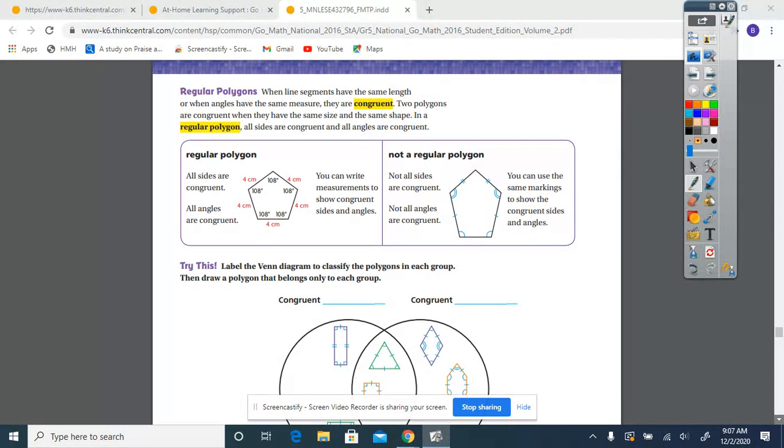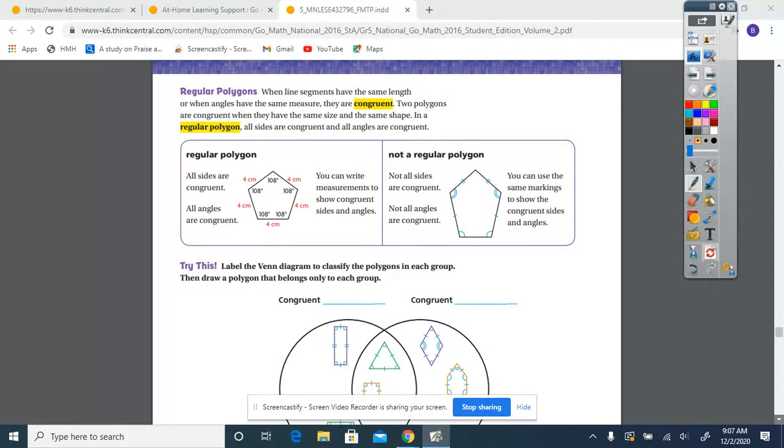Regular polygons are polygons where all the sides are congruent. They're all equal. All the angles are congruent too. So we're going to look at these 2 examples. On the left, we have listed a regular polygon.